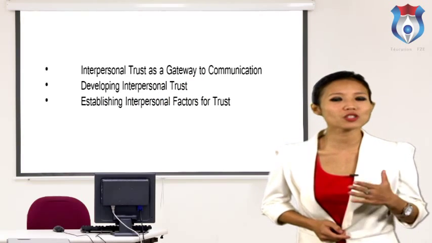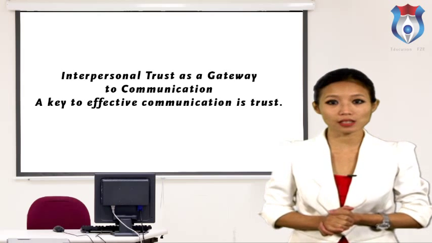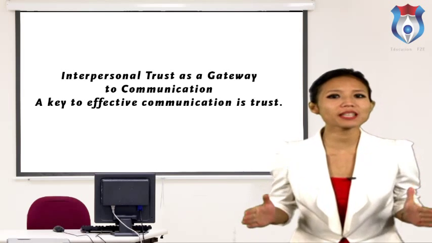Interpersonal trust as a gateway to communication. A key to effective communication is trust. Employees will not send accurate and open messages to their superior unless they trust them. They must have confidence that the superior will not use information the subordinates send to their detriment. They must believe that the information will not be inappropriately or inaccurately transferred to others. They must believe that their expression of feelings will be accepted without defensiveness or retaliation from the supervisor. In effect, the subordinates must believe that the supervisor is on their side and can be depended upon.